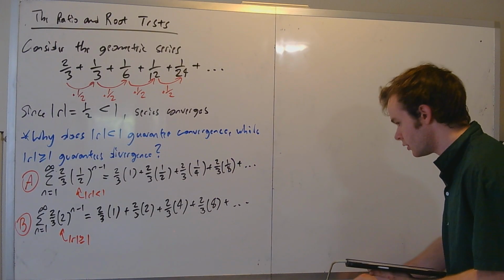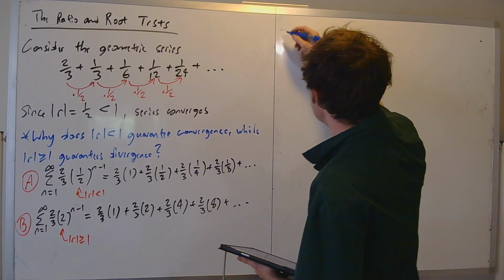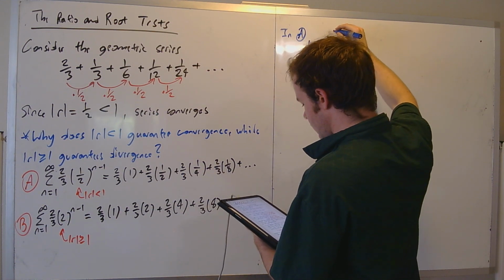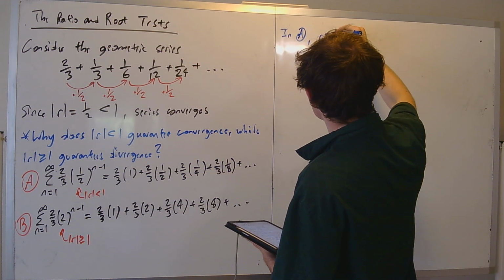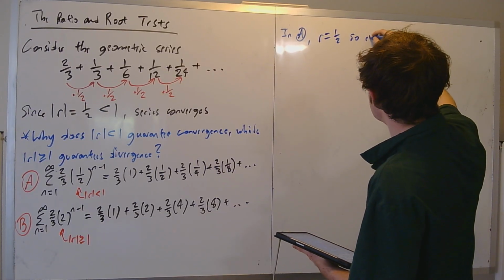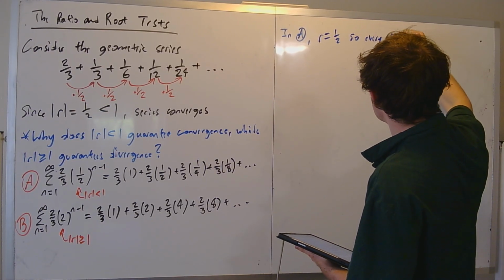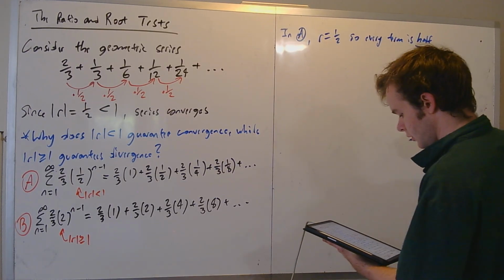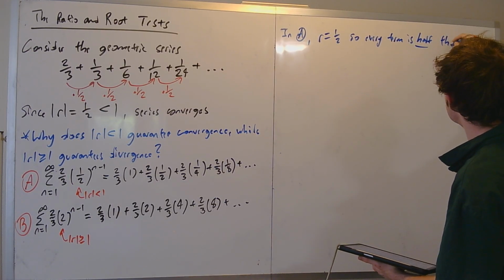So I'll just write down in words what I said there. So in A, R equals 1/2. So every term is half the size of the previous term.